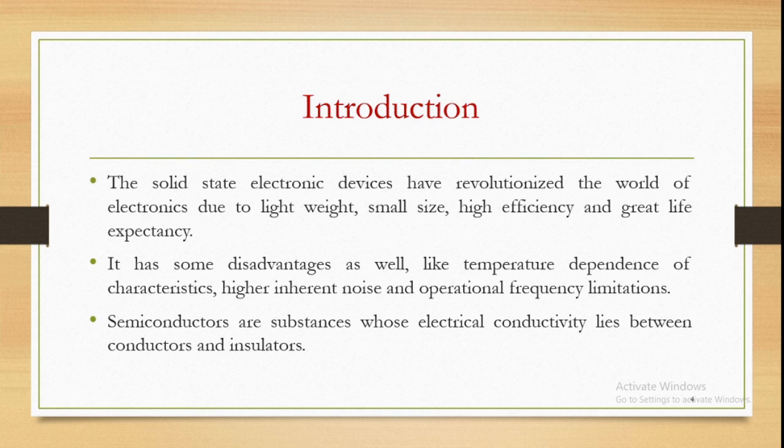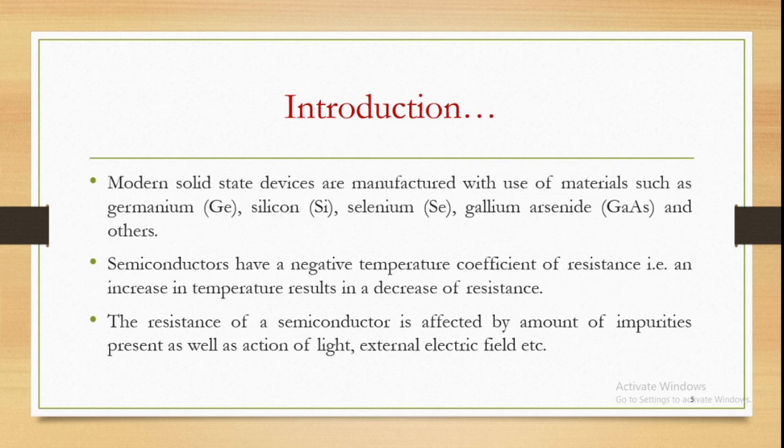Semiconductors are very important in solid state electronic devices. As we know, semiconductors are substances whose electrical conductivity lies between conductors and insulators. Modern solid state electronic devices are manufactured with semiconducting materials such as germanium, silicon, selenium and gallium arsenide compounds.